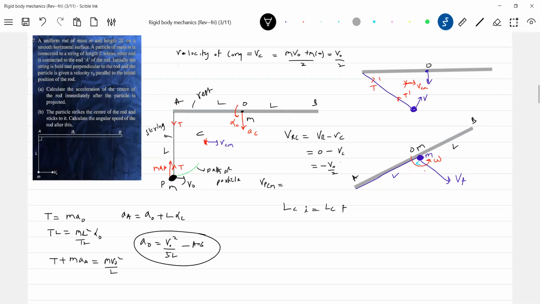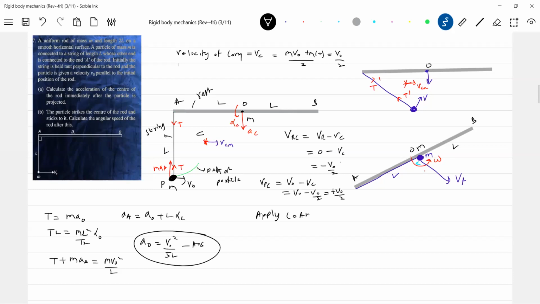I think if you can think this much, the problem is over. So velocity of point P with respect to center of mass should be equal to V naught minus VC. Now let me get into the calculation part.